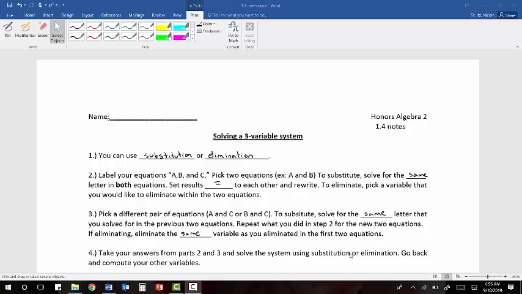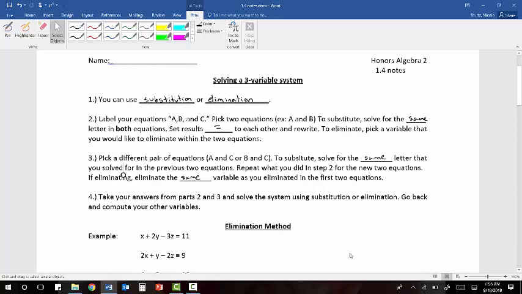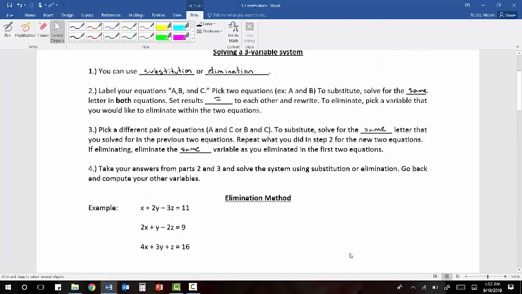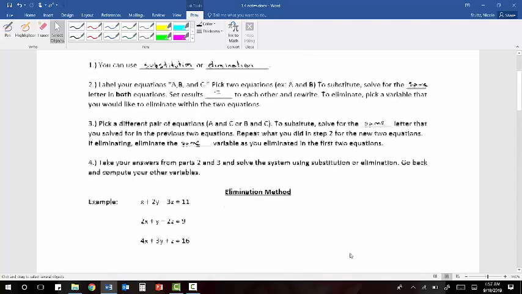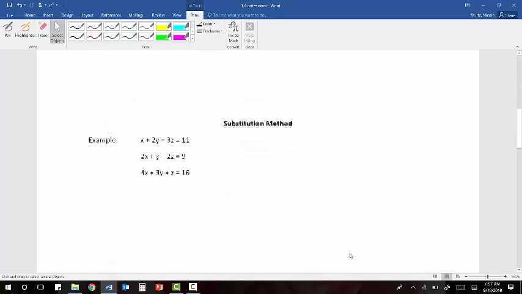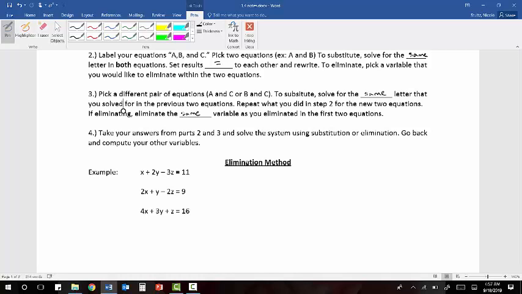Today, I'd like to take you through two examples of solving a three-variable system. So if you recall, we use substitution or elimination to solve a two-variable system. This time, we're going to have an x, y, and a z, so we need to know some steps for doing that. So I'm going to show you how to do elimination, and then I'd like to show you how to do substitution.